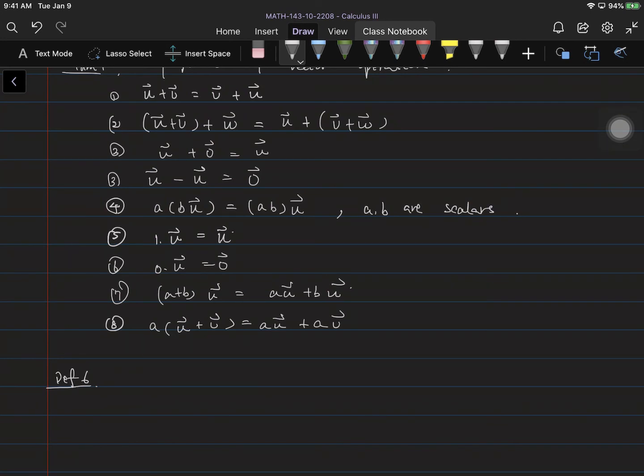Unit vector. What is called a unit vector? Whenever we say unit, that means the length is 1. Okay, so a vector of length 1 is called a unit vector.